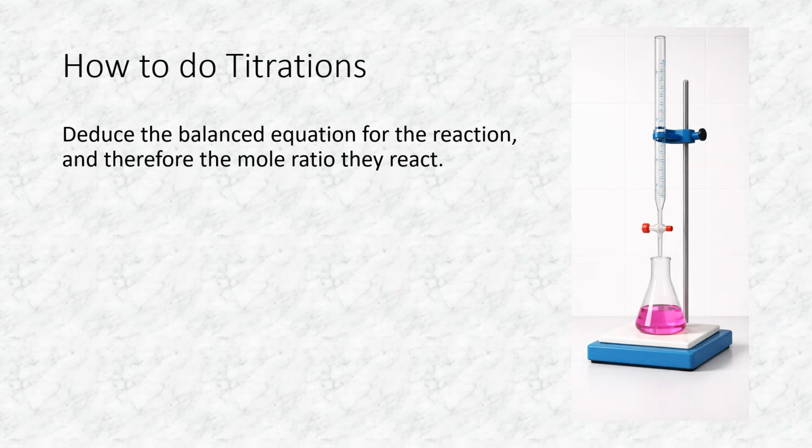You'll also need to deduce the balanced equation for the reaction, because you'll need to know the mole ratio in which the titrant and the sample substance react with each other. And then you do the calculation. That is the really important bit. That's the bit that is going to tell you what the concentration is at the end.